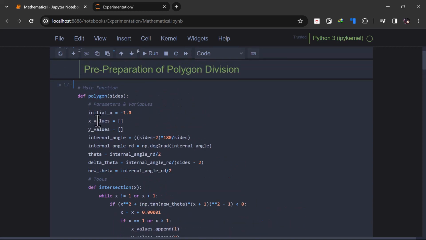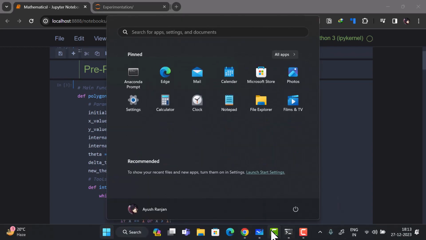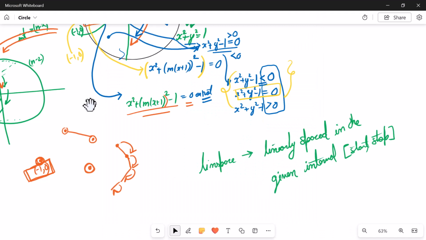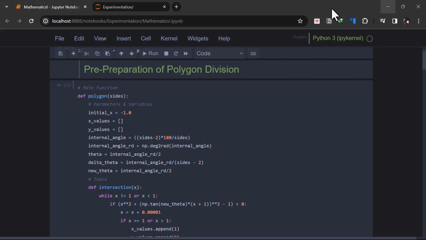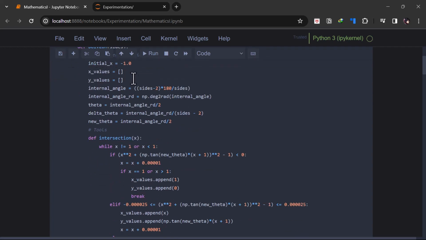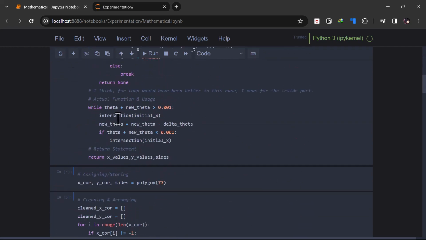So initial x is our starting position for all of our lines, right? This point, -1 comma 0, is our initial x. For each of the lines that we'll have, we will start the incrementation process from this point only. So initial x is a constant, obviously. That's why I've defined it to be -1. All these x and y values are the lists that will be returned at last.